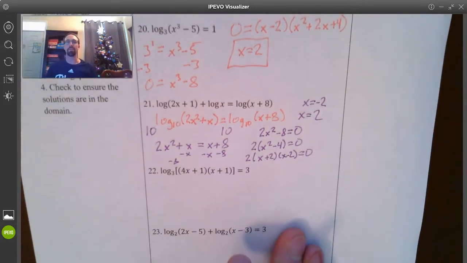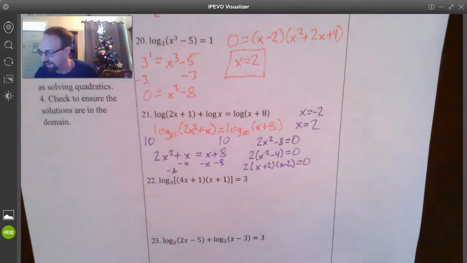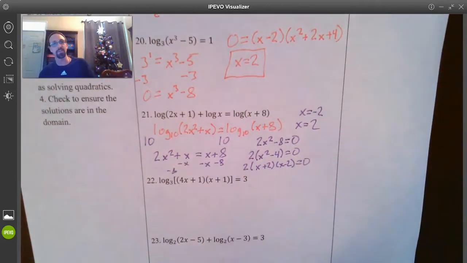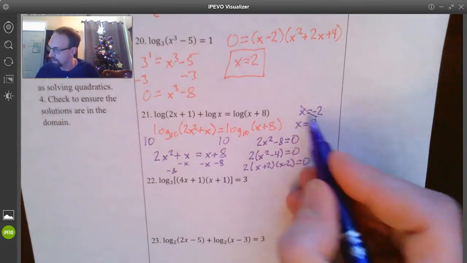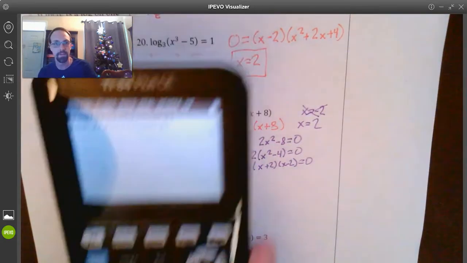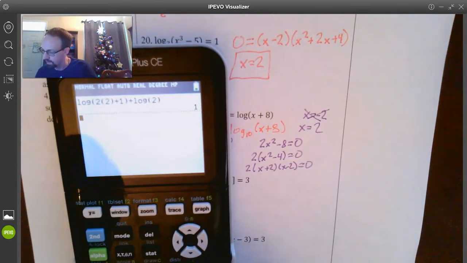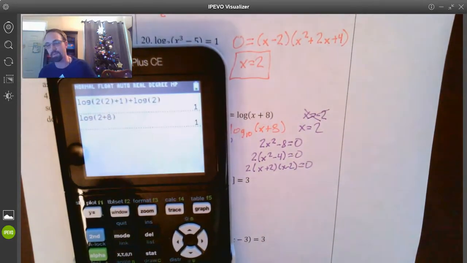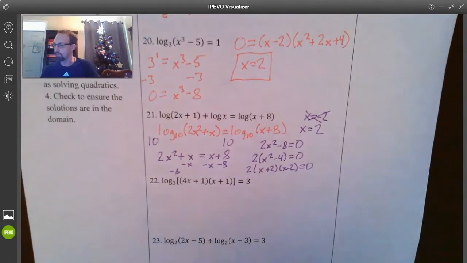I need to check both of these, see if they're in the domain. X equals negative 2 is not in the domain for the left-hand side. In fact, for both of these, I plug in negative 2, I'm taking log base 10 of a negative number, so that doesn't work. You do want to check just to make sure you got the right solution. So I'm going to do log of 2 times 2 plus 1 plus log of 2, and that gives me 1. And for the other side, log of 2 plus 8 is 10, log base 10 of 10 is 1. So that also worked, and the other one does not.